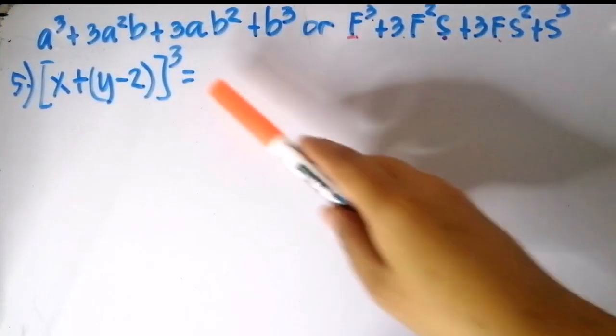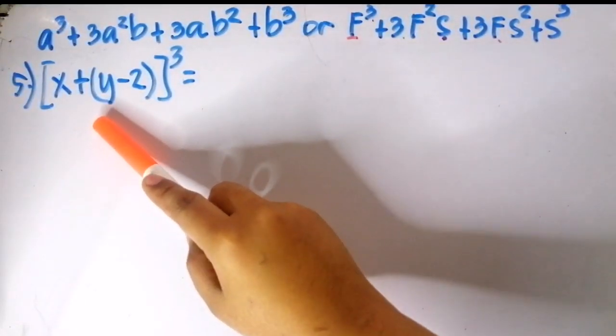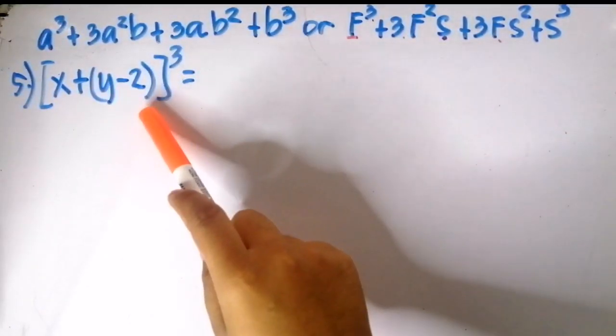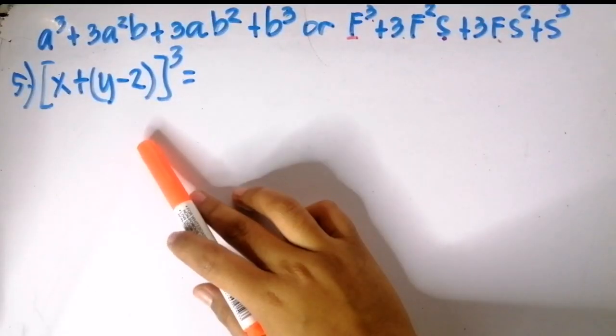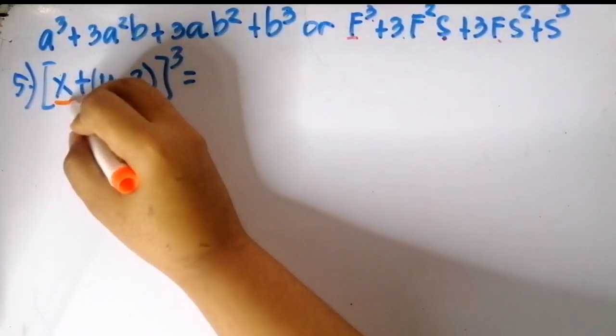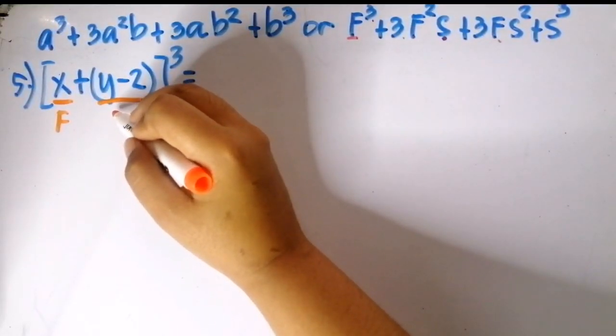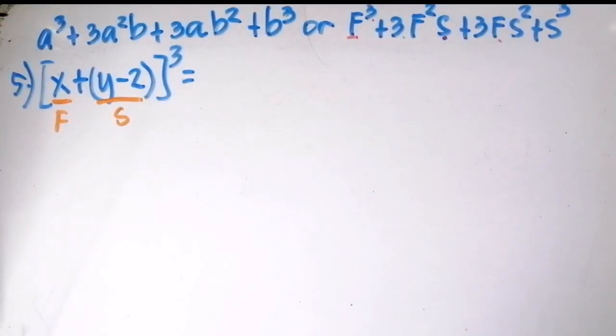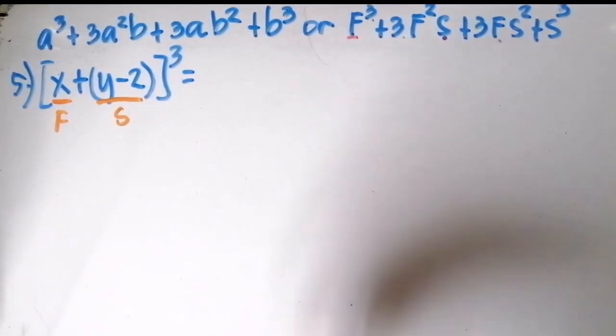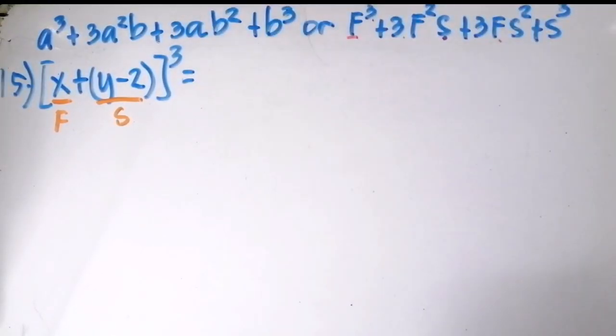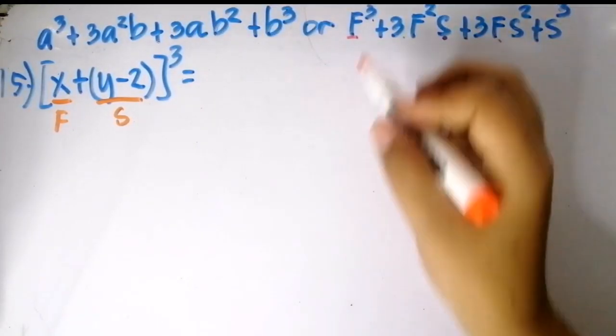Next, number 5, the cube of x plus the quantity of y minus 2. Again, meron na namang binomial ito. Ang first term dito ay yung x. Ang second term ay yung y minus 2. Merong pattern din ng cube of trinomial, pero masyadong mahaba yon at hindi ko pa naituro sa mga nakaraang video. So, ito muna ang gagamitin natin. Parang yung kagaya lang din siya ng number 14. Then, substitute the given values.